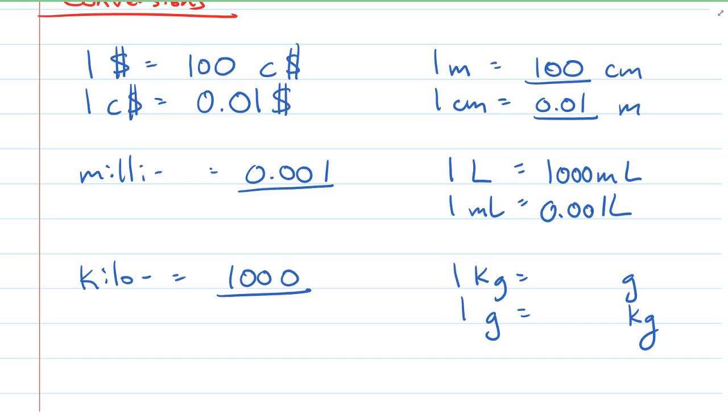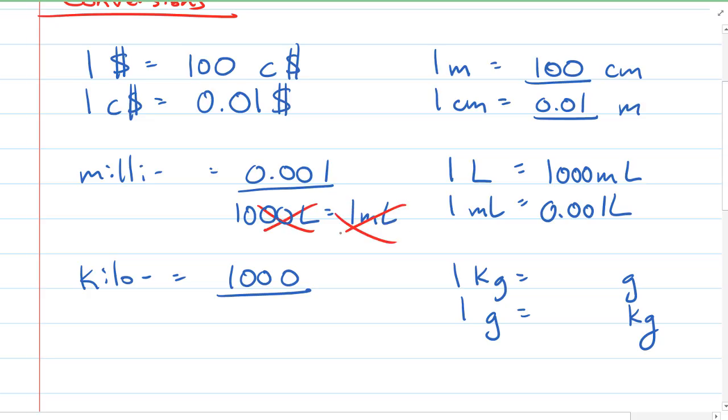But if you had written a conversion that said 1,000 liters is equal to 1 milliliter, this is not a correct conversion, because it's showing the bigger number with the bigger unit and the smaller number with the smaller unit, so it doesn't work. So again, think about the size of it.